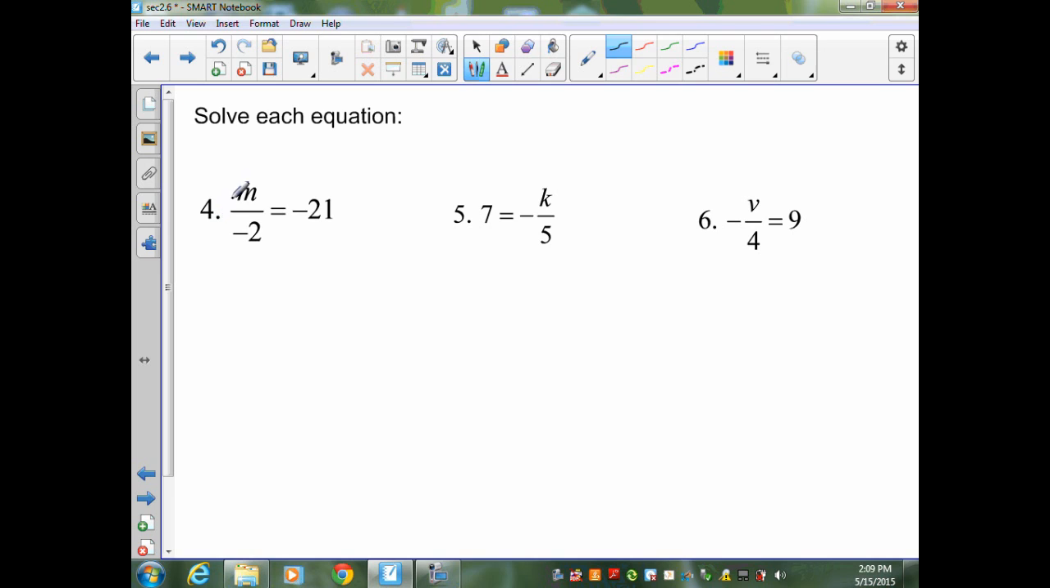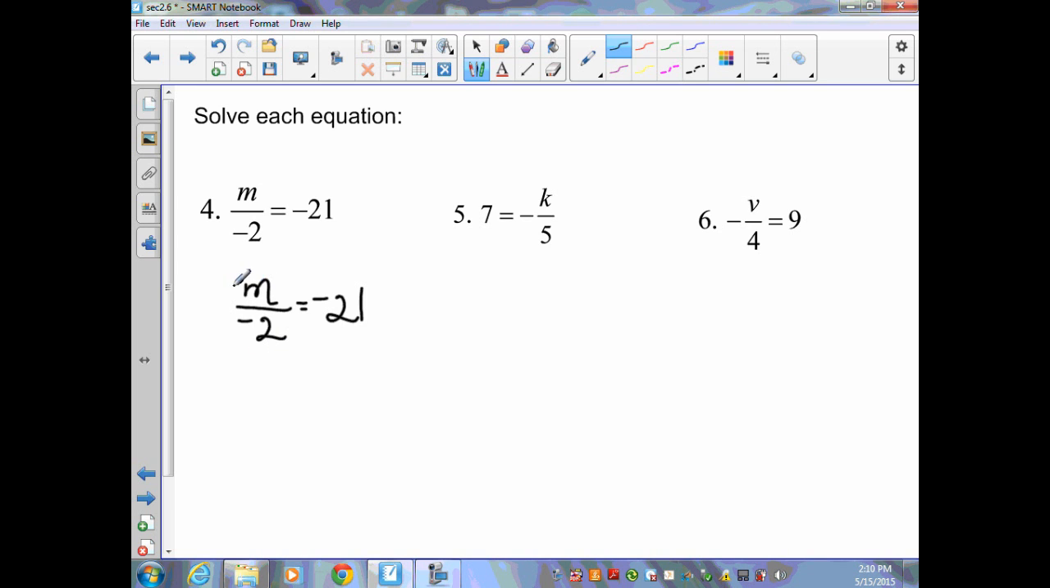Number 4, m divided by a negative 2 equals a negative 21. I want to copy the problem. I check to see if I can simplify, which I can't. I start on the variable side, which is on the left side, and then I want to determine what is happening to my variable. m is being divided by a negative 2. The opposite or inverse of being divided by is to multiply. So I'm going to multiply both sides by a negative 2.